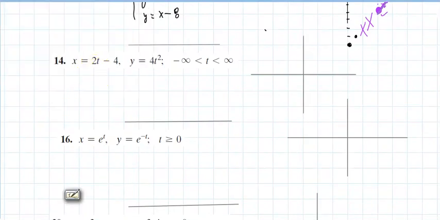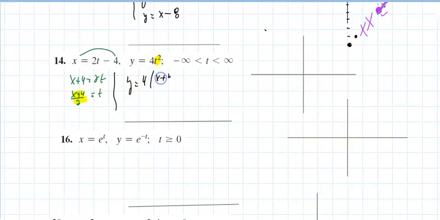Again, I would say, well, let's solve for t. Plus 4, right? And I would take this value and throw that right there. And y would be 4 times x plus 4 over 2. Y would equal 2 into x plus 4. That would be 2x plus 8. So in this case, oh, I'm sorry, forgive me. I meant squared. Y would equal 4 into x plus 4 squared over 4. And that's a parabola shifted 1, 2, 3, 4 units to the left. True?